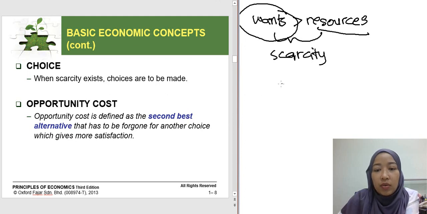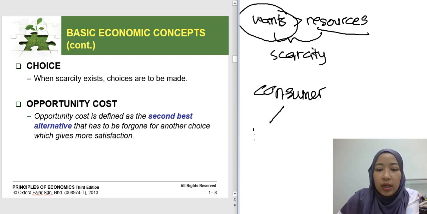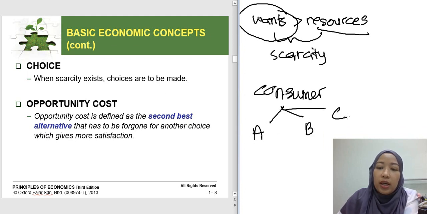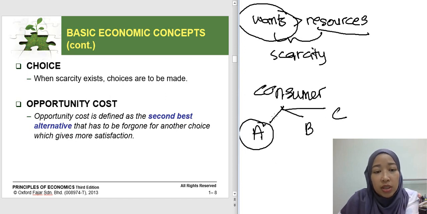So for example, if you are a consumer, you have to choose whether to buy product A or product B or product C. So you have to make a decision which of these three products will give you the highest satisfaction. So let's say you choose to buy product A, which is the product that you like the most. So what you need to do is you have to forego product B and product C. So you cannot have product B and product C. Why? Because you have limited resources.